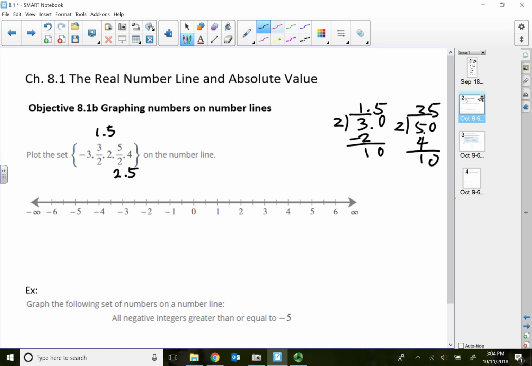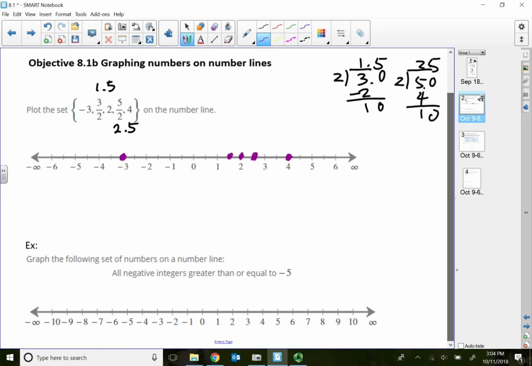So let's plot these points. -3, right here. 1.5 is going to be halfway between 1 and 2. I'm plotting my 2. 5 over 2 is 2.5, which is between 2 and 3. And I'm going to plot my integer 4. So basically here we're just plotting our real numbers, specifically rational numbers. Also, we're plotting a little bit of integers as well.